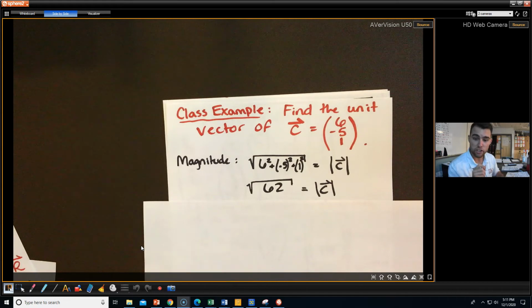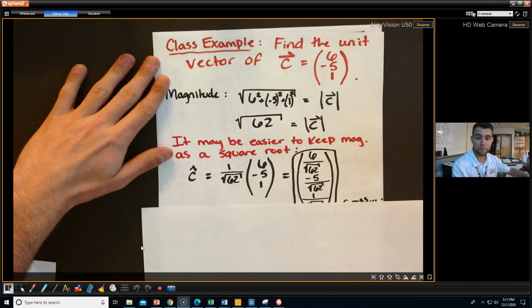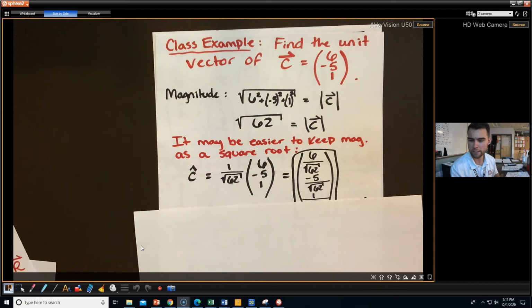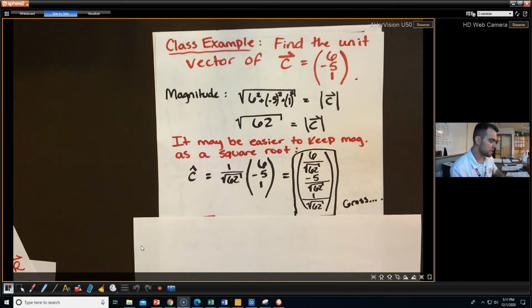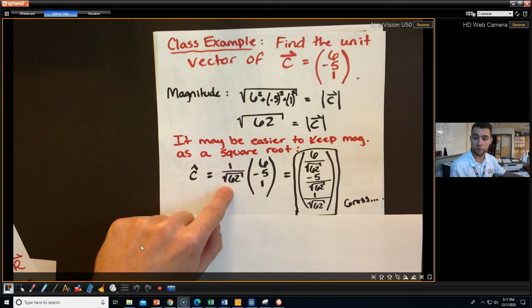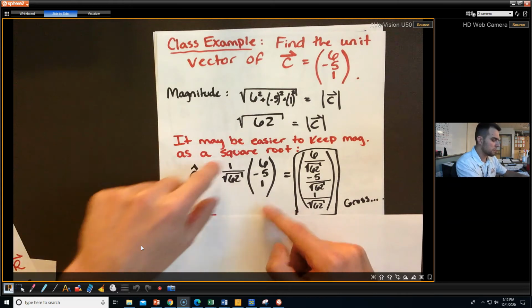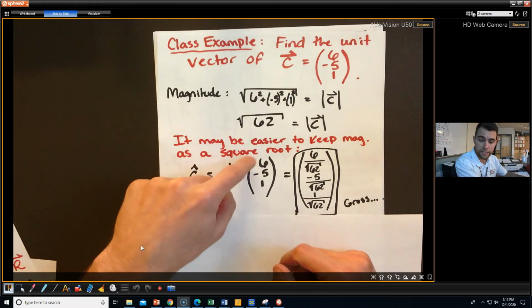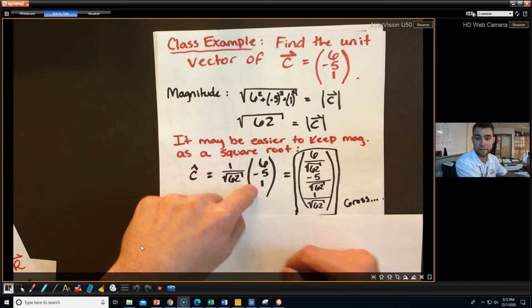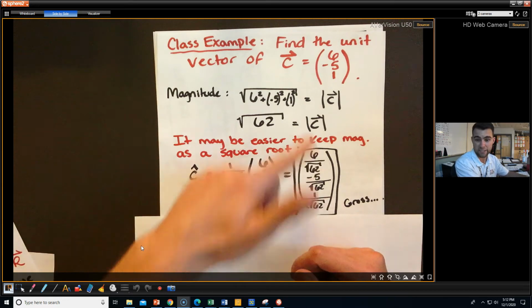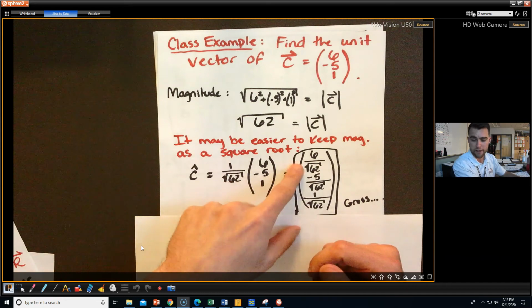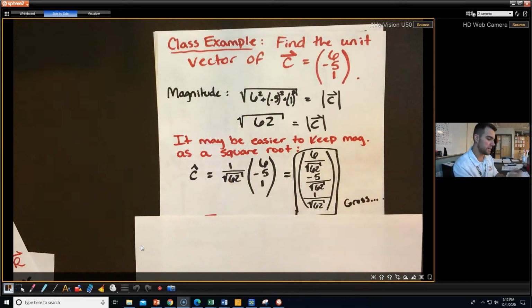Now, what I would do is keep it as a square root. This makes it a little bit easier. You don't have to worry about a decimal. So now C hat is going to equal 1 over my magnitude, which is square root of 62. And I'm going to basically distribute this to each part of my C vector. And so all I'm going to get is 6 over the square root of 62, and really all of my components are going to be over the square root of 62, which looks absolutely disgusting.